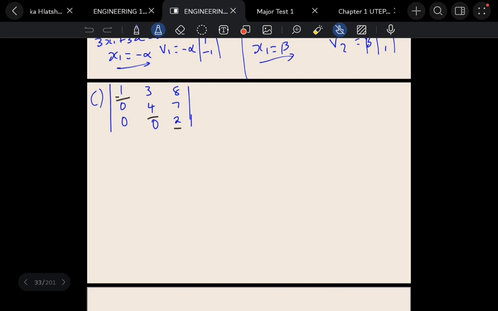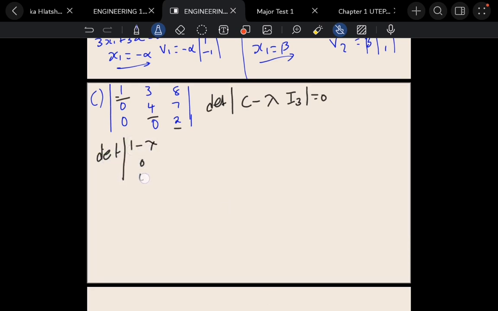So to find the eigenvalues of this matrix, we say the determinant of C minus lambda I3, because the order of this matrix is 3, equals 0. So then we're going to have the determinant of 1 minus lambda, 0, 0, 3, 4 minus lambda, 0, 8, 7, and 2 minus lambda, equals 0, like that. So that's the characteristic equation.